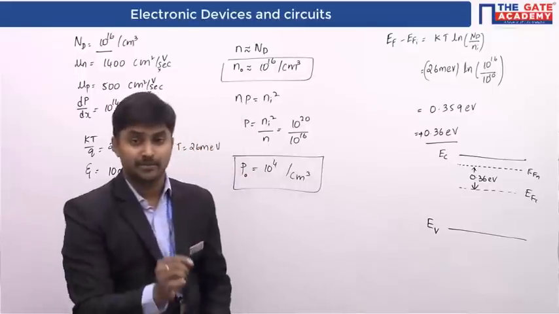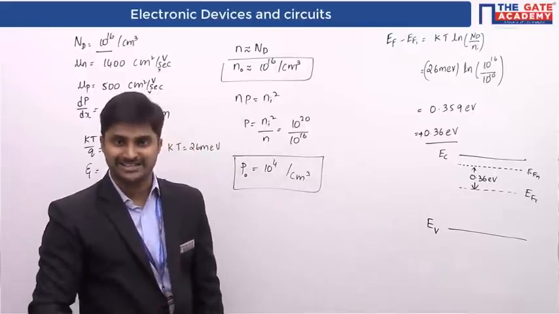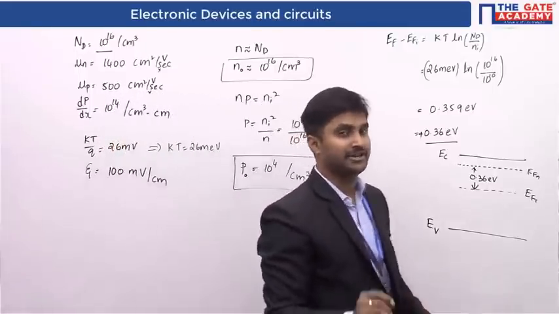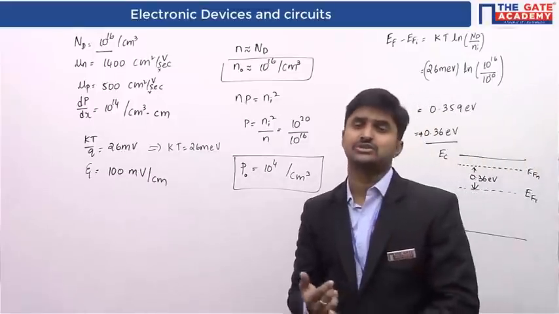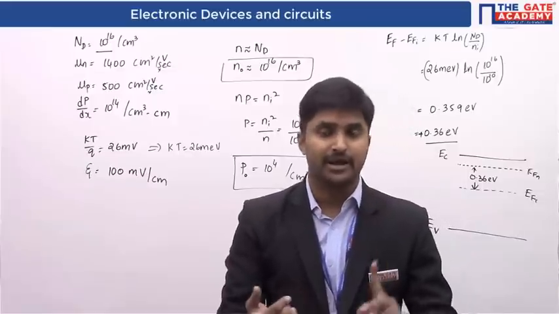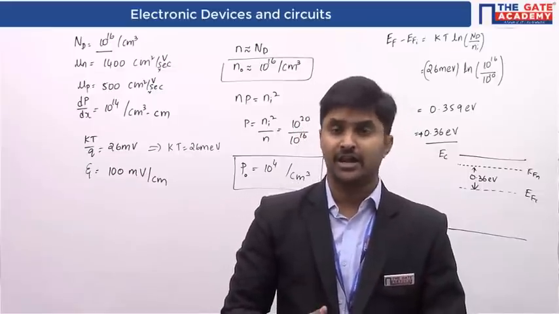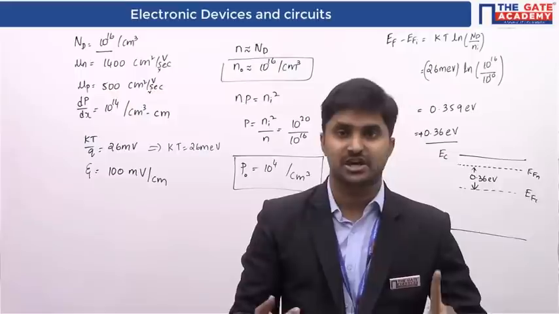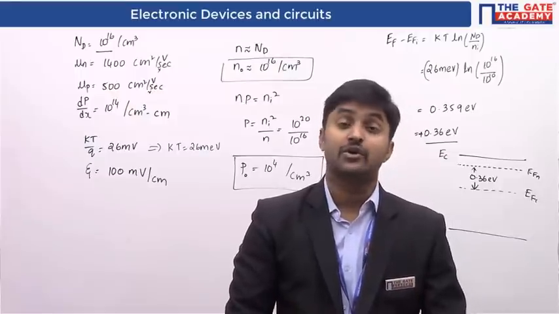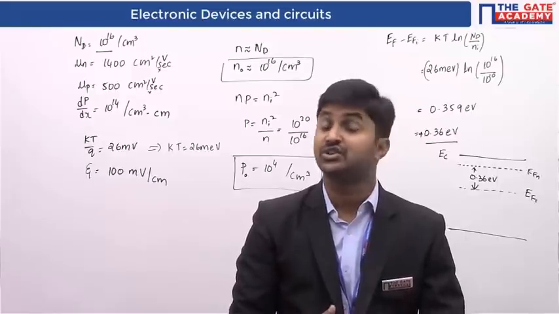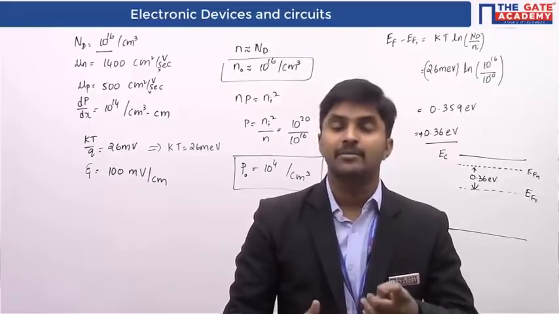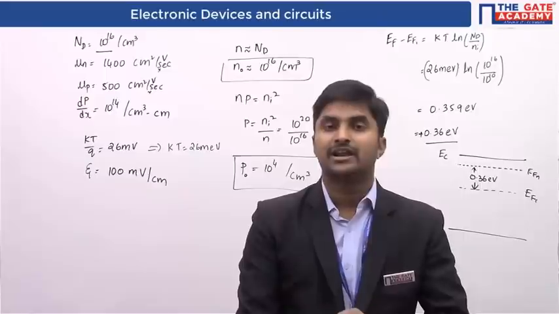Fermi shift is an important concept as far as the GATE examination is concerned. So with this we have completed the first question, where the first part is about the drift velocity, a very important formula. Second, the drift current density of the electrons. Third, the diffusion current density of the holes. Fourth, how to find out the minority and majority carrier concentrations under thermal equilibrium. And the fifth part of the question is to calculate the Fermi shift.